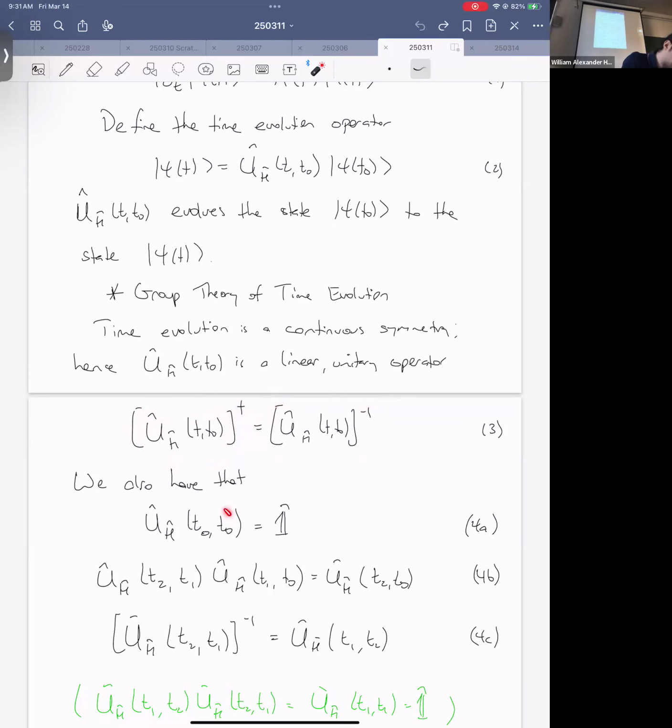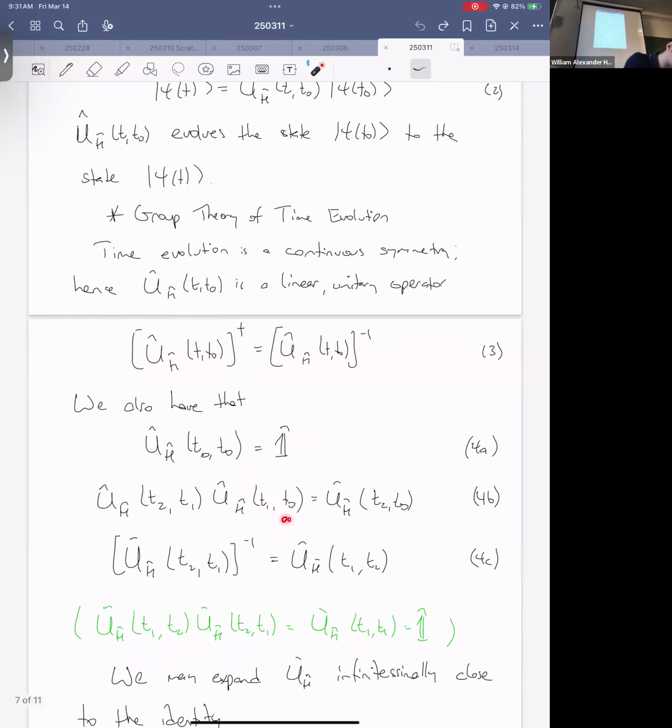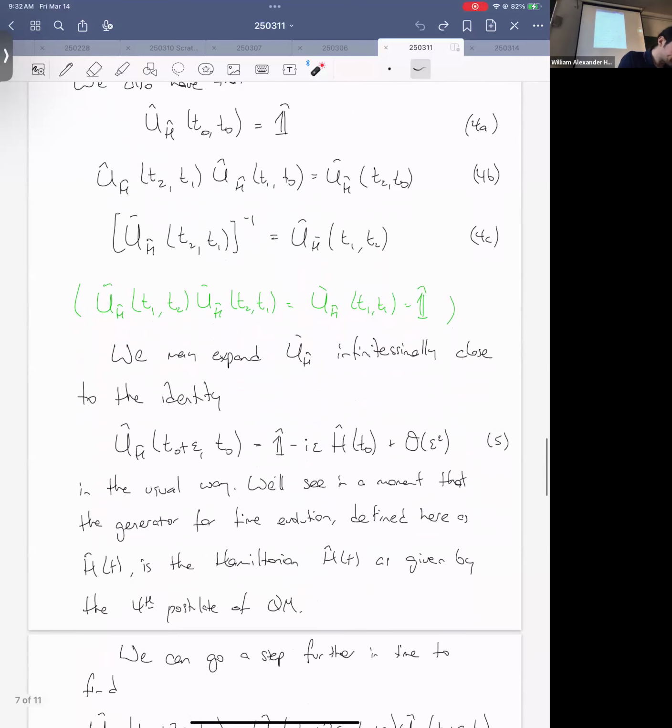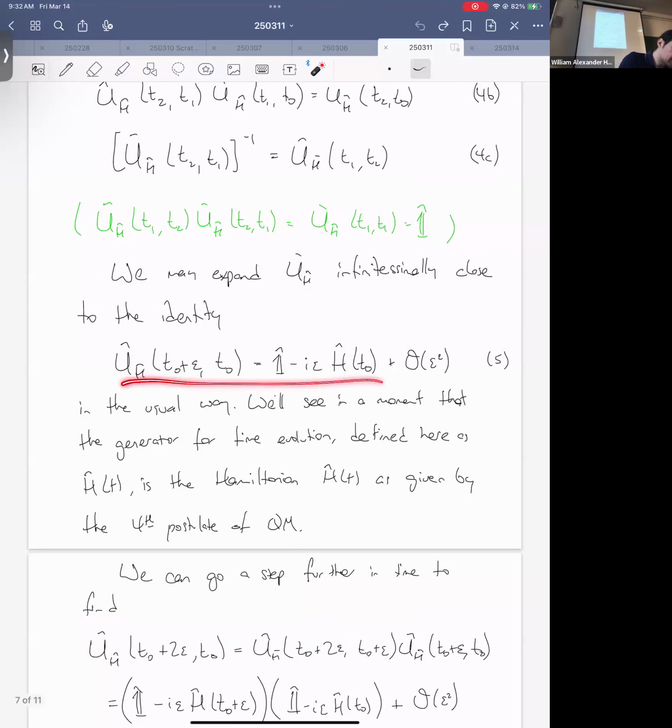We also have that time evolution from initial time to the same time is the identity. Time evolution from initial time to an intermediate time to a final time is the same as a single time evolution from initial time to final time. And if I think about the inverse of time evolution from T1 to T2, you get the time evolution from T2 to T1, if only it was that easy in real life. Okay, we talked about the infinitesimal expansion of the time evolution operator.